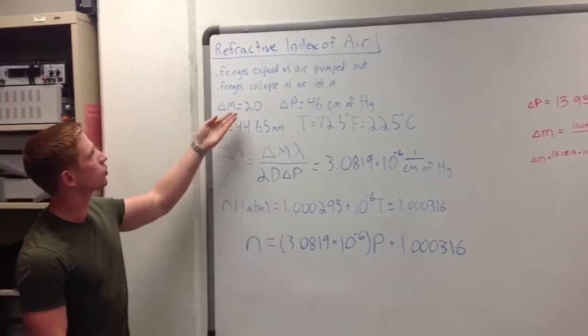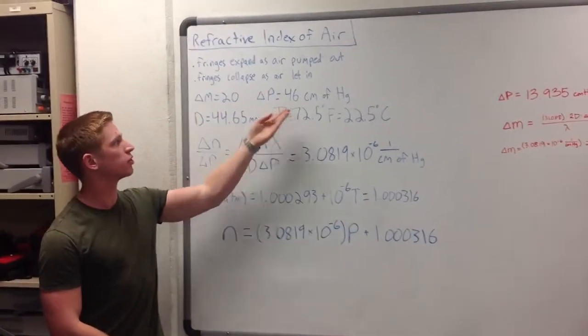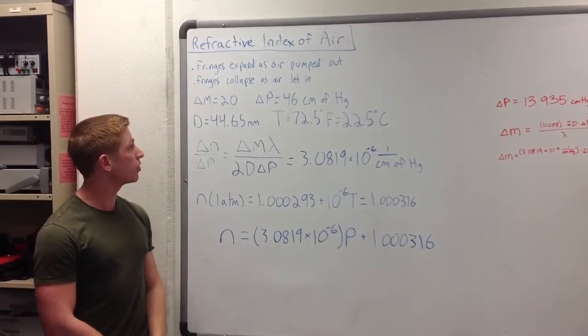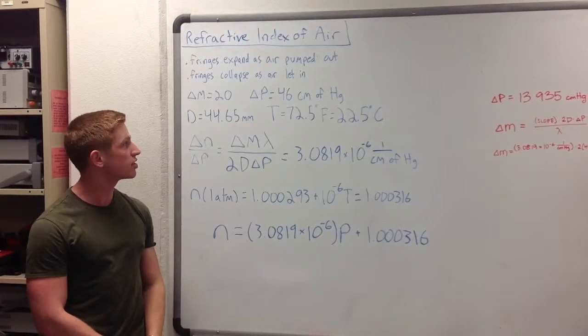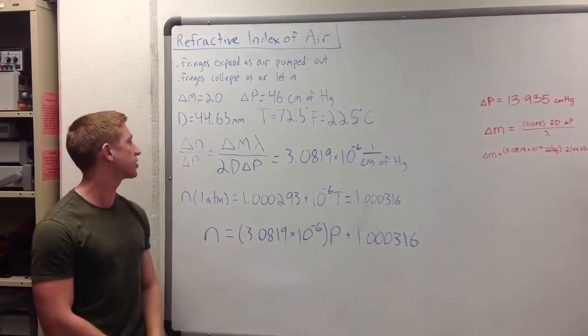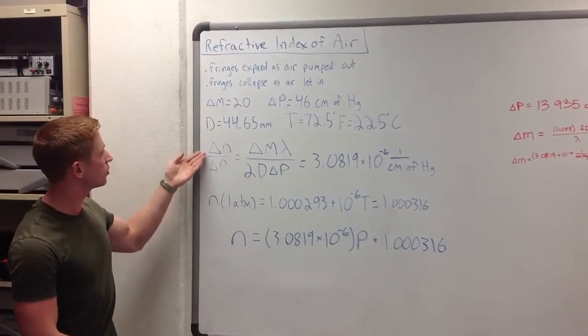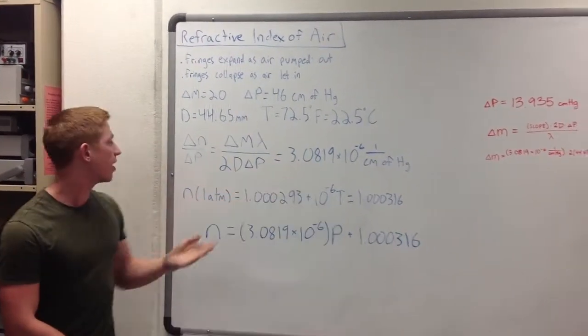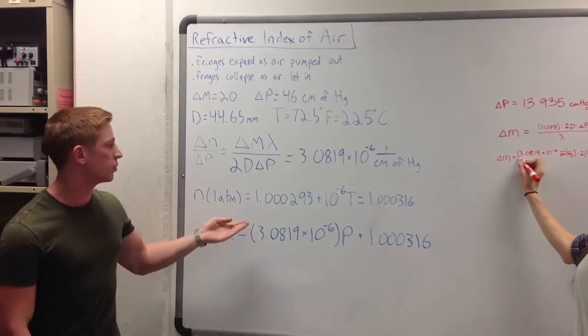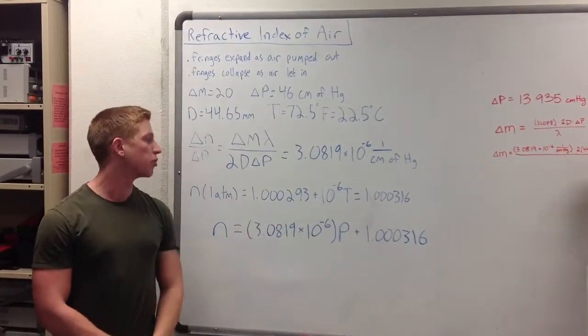We observed a change of 20 fringes with a change of pressure of 46 centimeters of mercury. The length of the vacuum chamber was 44.65 millimeters, and the temperature of the room was 22.5 degrees Celsius. This equation was used to find the change in refractive index over the change of pressure, and the refractive index at 1 atmosphere was found to be 1.000316.